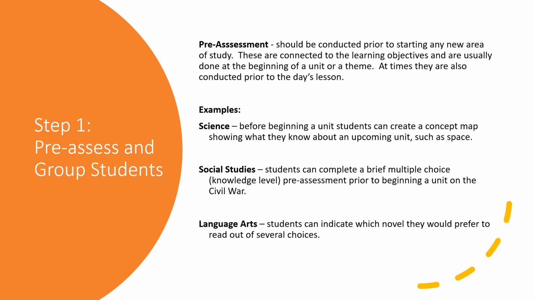Here are some examples. In science, before beginning a unit, students create a concept map showing what they know about an upcoming unit, such as space. In social studies, students complete a brief multiple choice pre-assessment prior to beginning a unit on the Civil War. And in language arts, students indicate which novel they would prefer to read out of several choices.